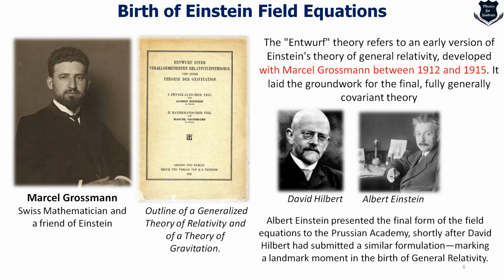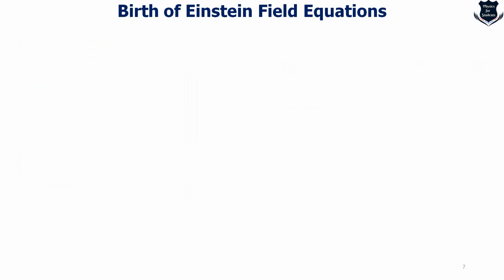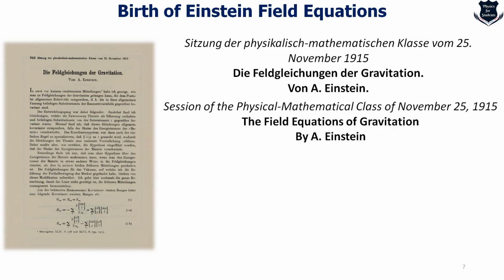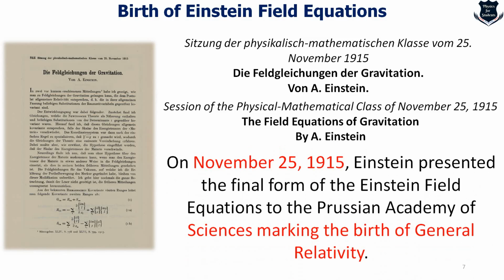So November 1915, Einstein presented it in the form of the Einstein Field Equations. Shortly after, David Hilbert had submitted a similar formulation of the Einstein Field Equations. This is the famous paper written in German, which actually cited and published what is called the Einstein Field Equation. If you're following me on thread, then I have given a complete English translation, and the date is very important, November 25th, 1915.